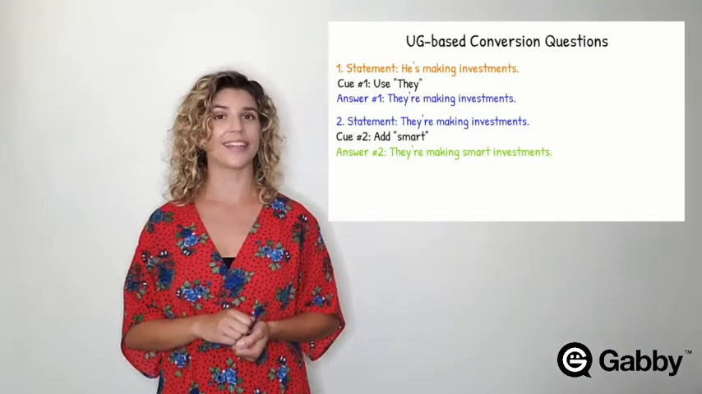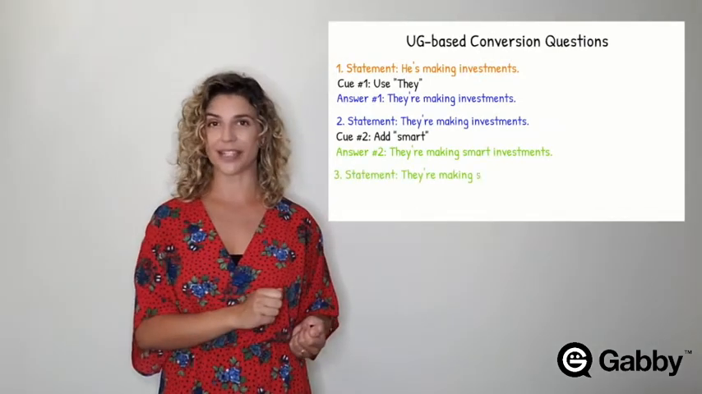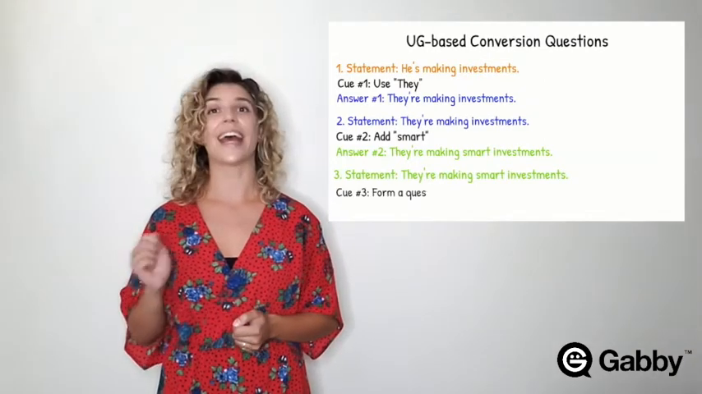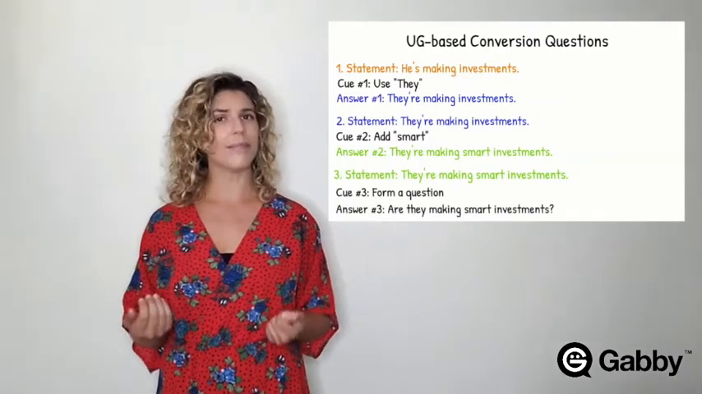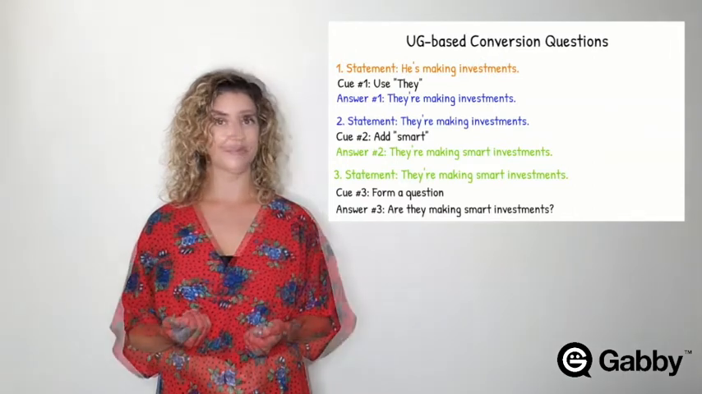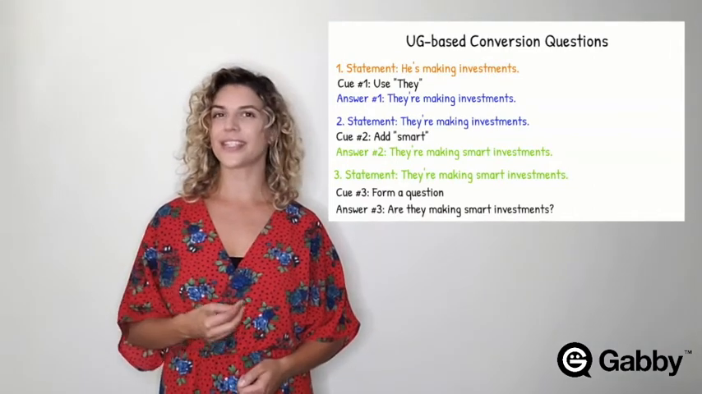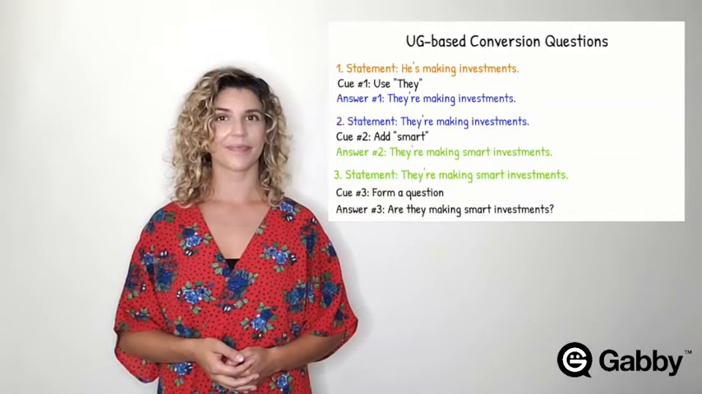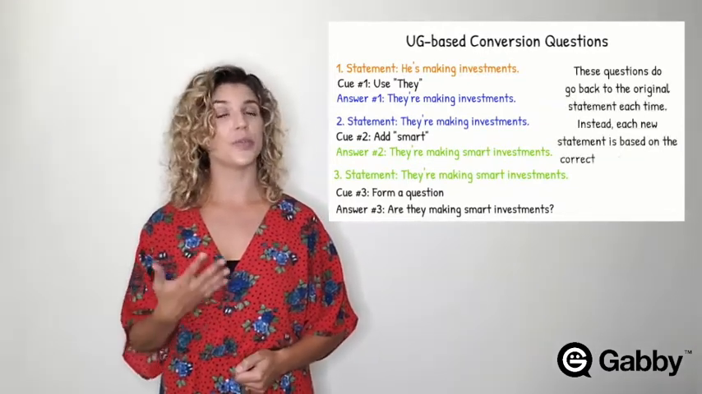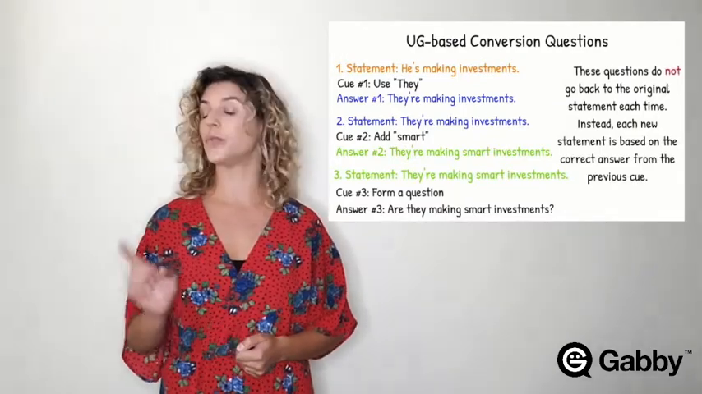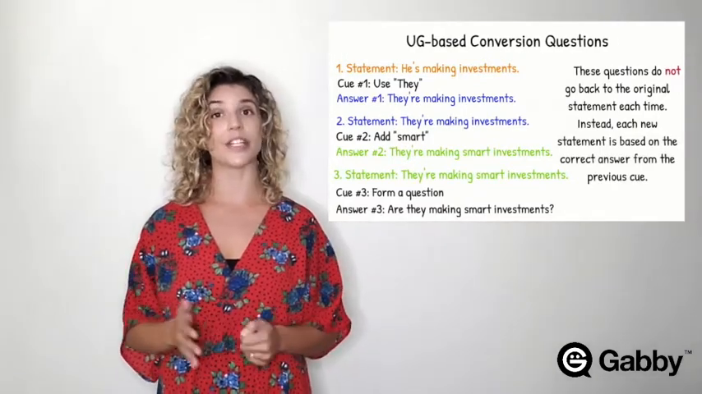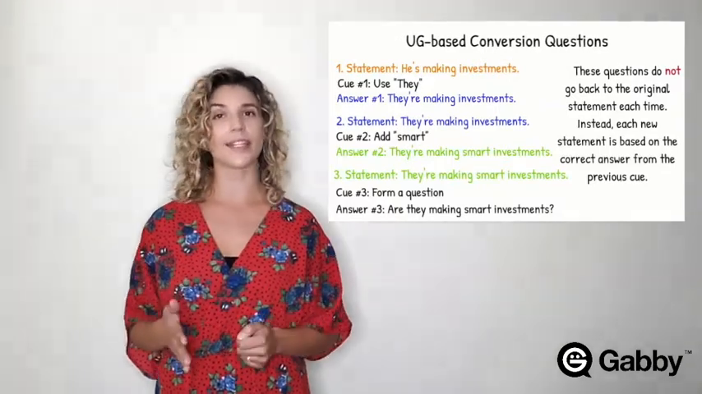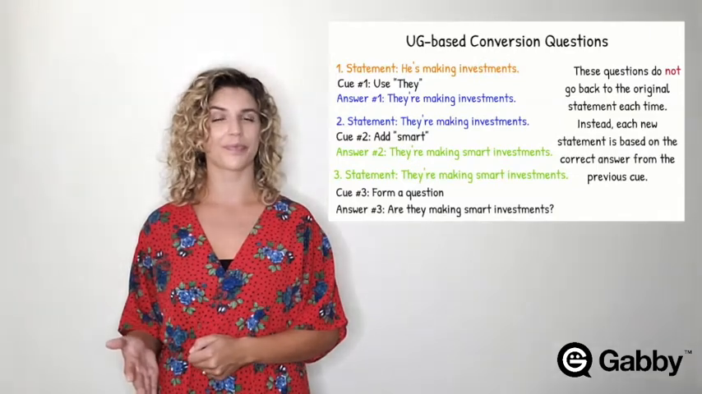Statement number 3, they're making smart investments. Cue number 3, form a question. Answer number 3, are they making smart investments? Did you notice the difference between these 2 types of conversion questions? That's right. These new UG-based conversion questions do not go back to the original statement each time. Instead, each new statement is based on the correct answer from the previous cue.